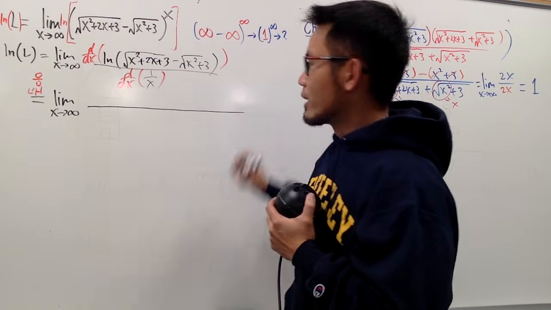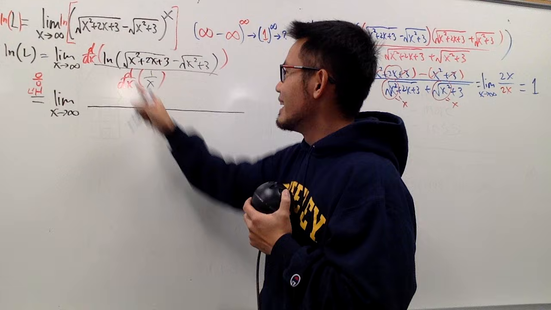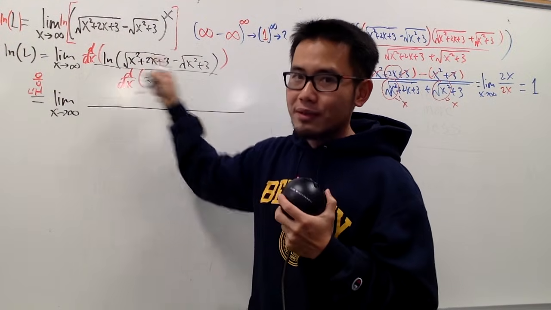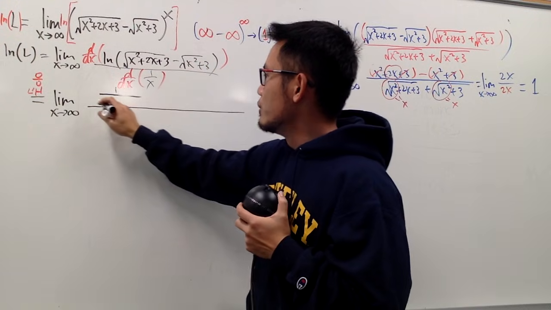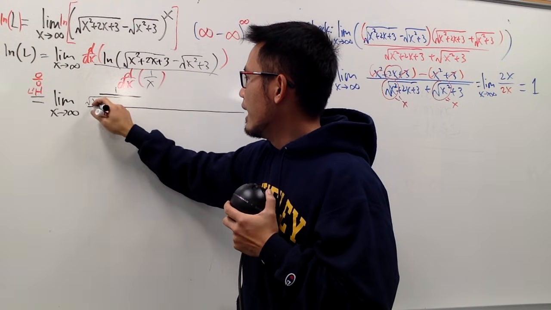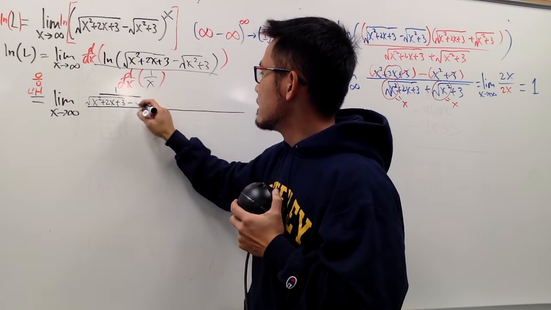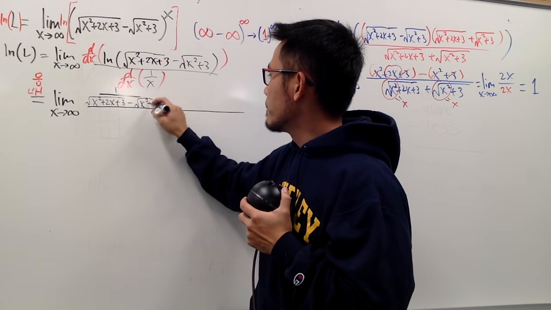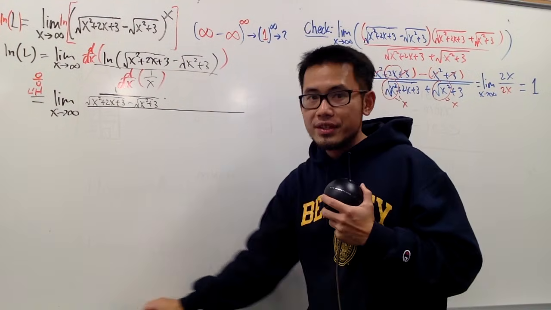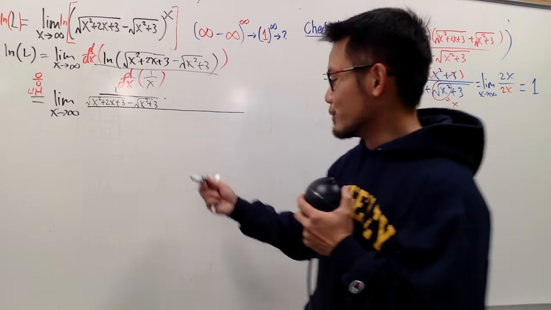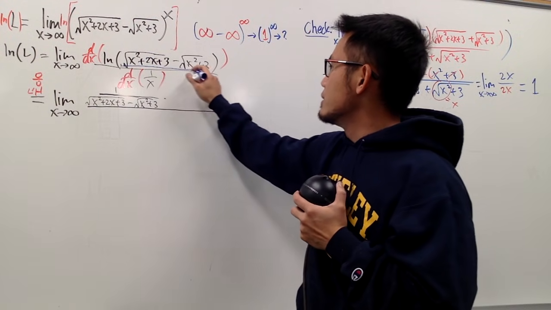Okay, let's see what kind of things we are going to end up with. It's pretty crazy, I know. Anyway, the derivative of ln of something is going to be 1 over the inside, which is the square root of x squared plus 2x plus 3, and then minus square root of x squared plus 3, right? And we multiply by the derivative of the inside because of the chain rule. So I will have to multiply by the derivative of these two things.